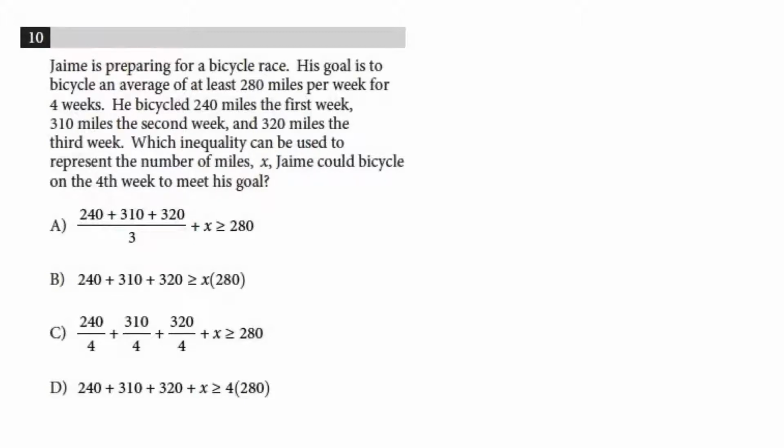Number 10. Jamie is preparing for a bicycle race. His goal is to bicycle an average of at least 280 miles per week for 4 weeks. He bicycled 240 miles the first week, 310 miles the second week, and 320 miles the third week. Which inequality can be used to represent the number of miles x Jamie could bicycle on the 4th week to meet his goal? Okay, I'm just going to take a look at these.